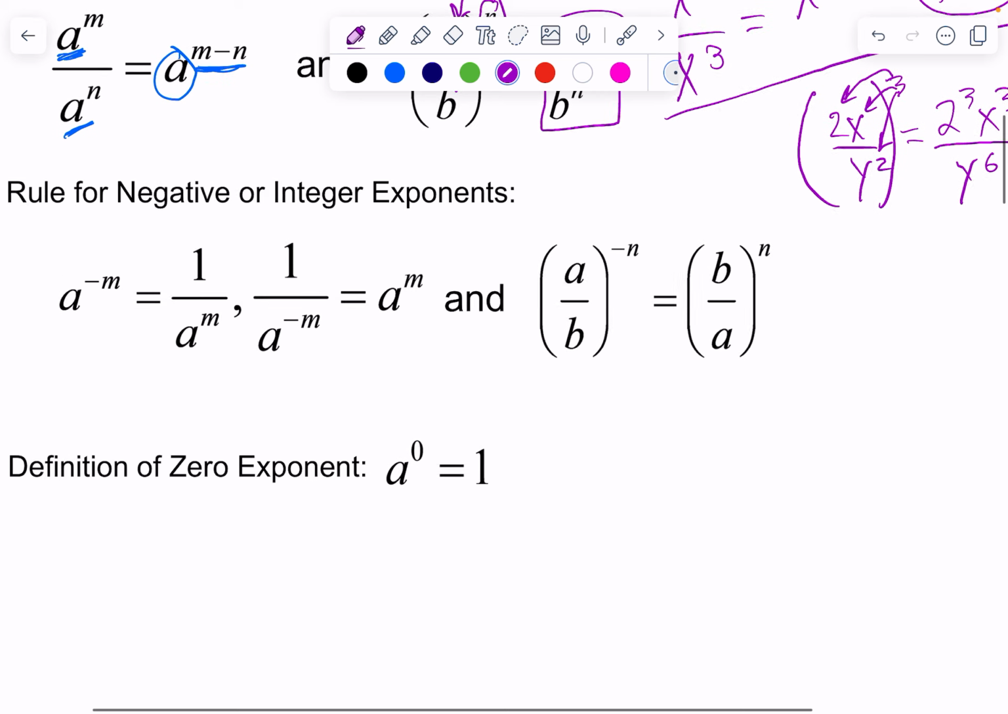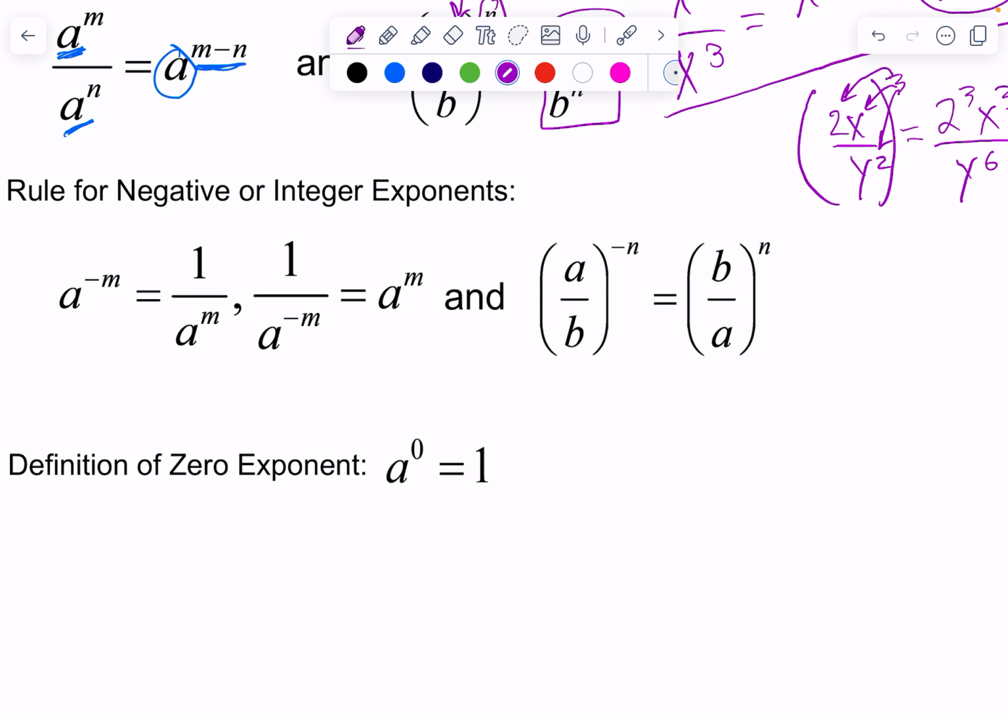All right, let's talk about the rule for negative or integer exponents, okay? Whenever you have an exponent that is negative, you're not going to really want to work with that. You're going to want to make it positive. And in fact, whenever you're working with these questions, they're always going to ask for the answer with positive exponents. So let's remember that rule of the invisible one. When I have a to the negative m power in the numerator, if I simply move that to the denominator, I change the sign of the exponent. Okay, so that's all you got to do.